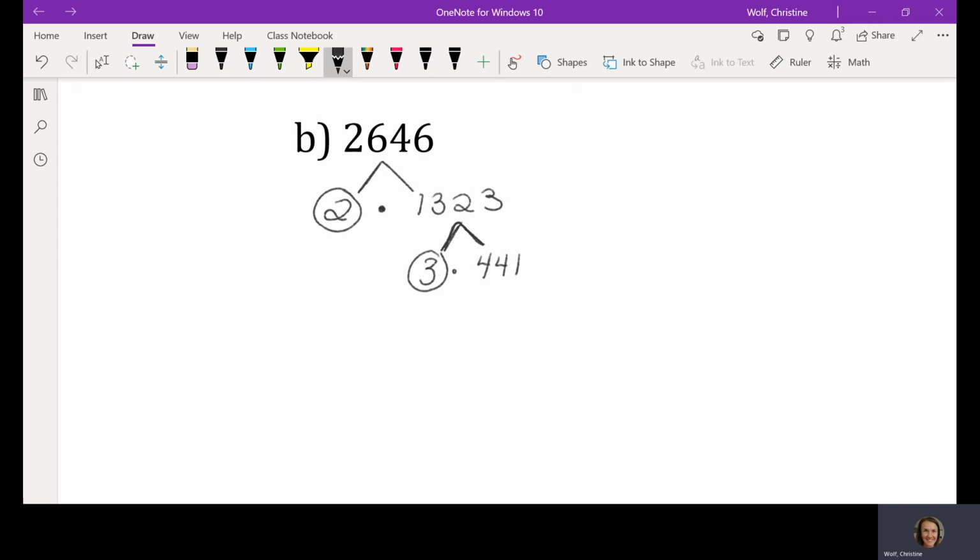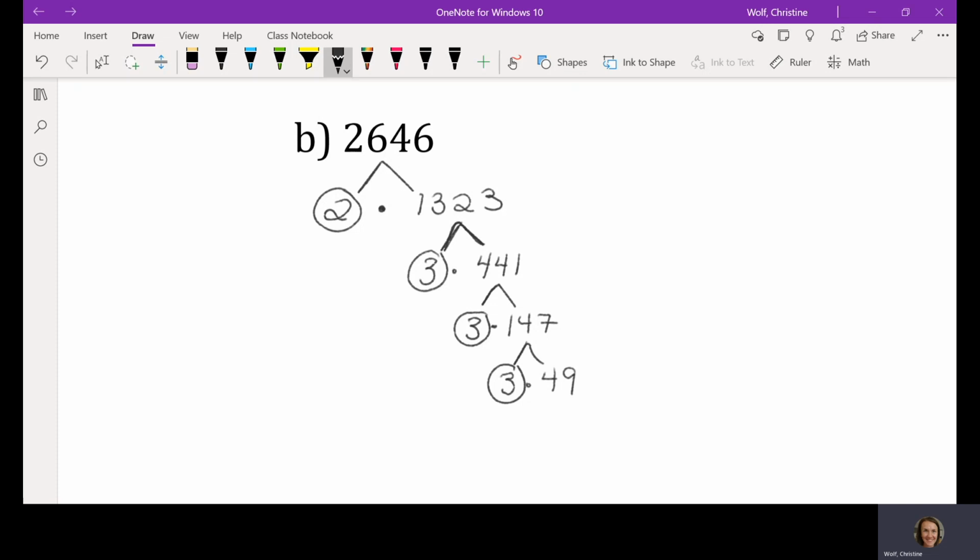So now I'm going with 441. I know I can't divide it by 2. It's not even. I'm going to try dividing by 3 again. And it works. So 441 can be split into 3 times 147. 3 gets circled again. Now I go with 147. I can't try 2. It's not an even number, so I'm going to try 3 again. 147 divided by 3 equals 49. So 3 times 49. I circled the 3.